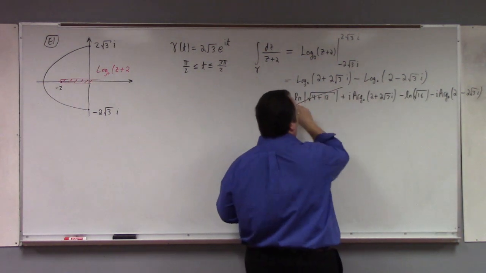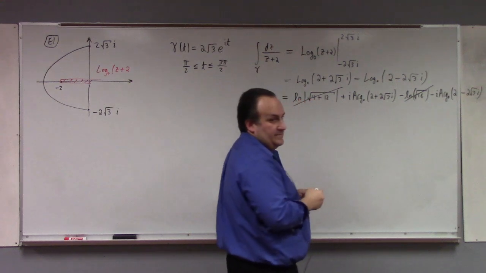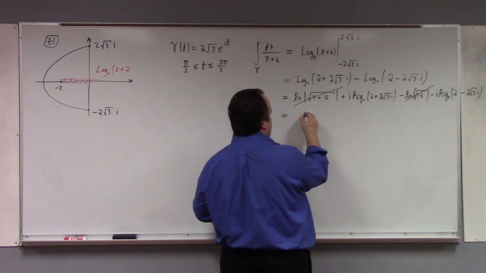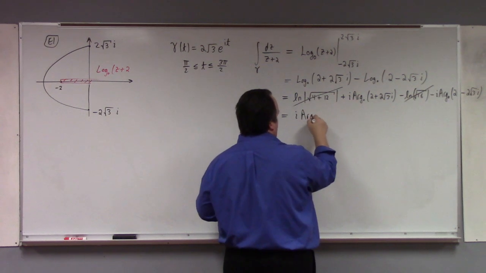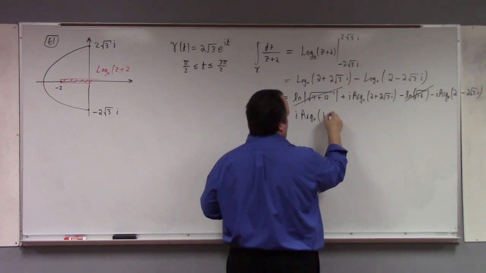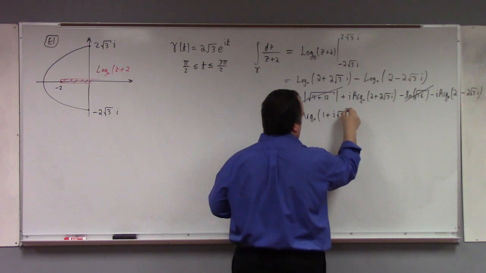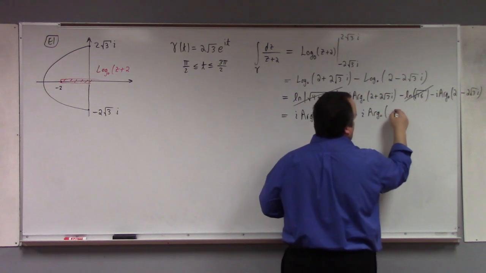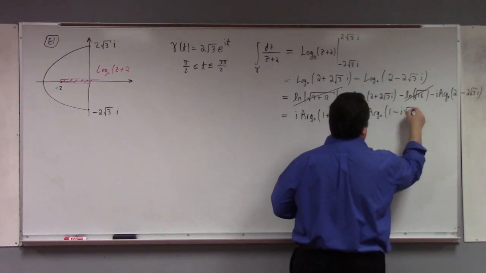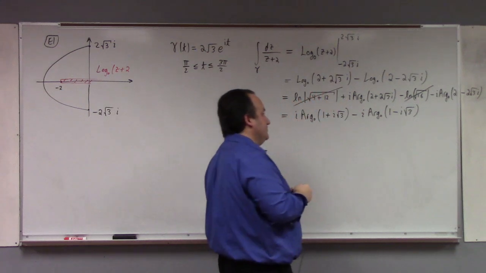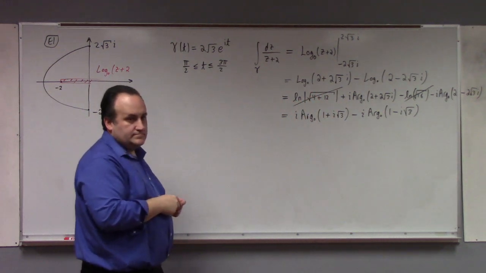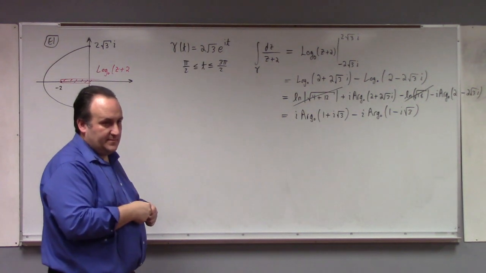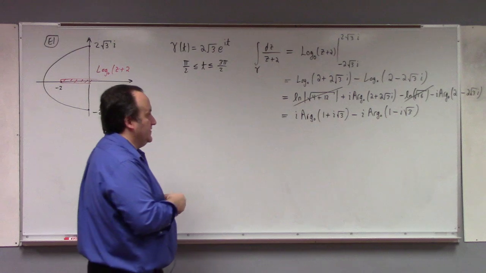So these pieces cancel, right? And it's just the imaginary part. And notice we can also say that's really just i times arg sub 0 of 1 plus i root 3, minus i times arg sub 0 of 1 minus i root 3, because if you take a scalar multiple, the angle is the same. So we can drop the 2's.